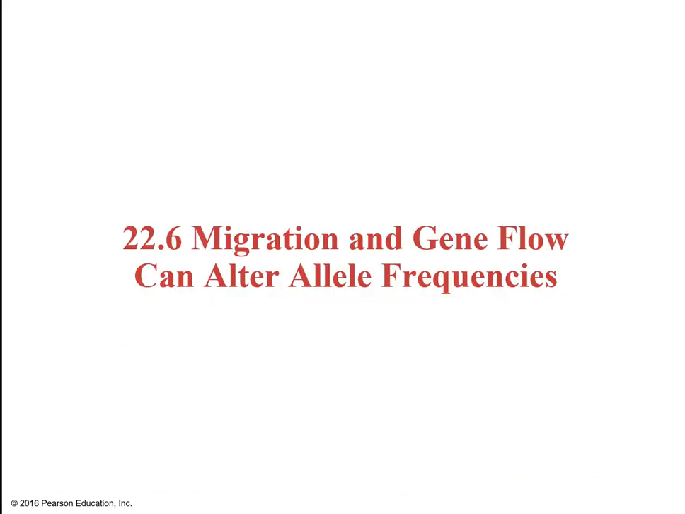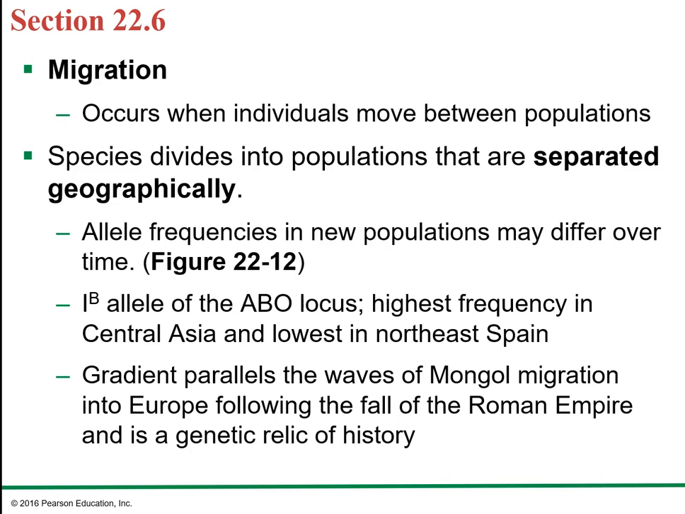All right. Now let's talk about some other things that can alter allele frequencies. So we just talked about mutations. We probably knew that already. But there are other things like migration and gene flow that can alter population or allele frequencies. So what's migration? I think we know. Basically, you have individuals moving between populations.